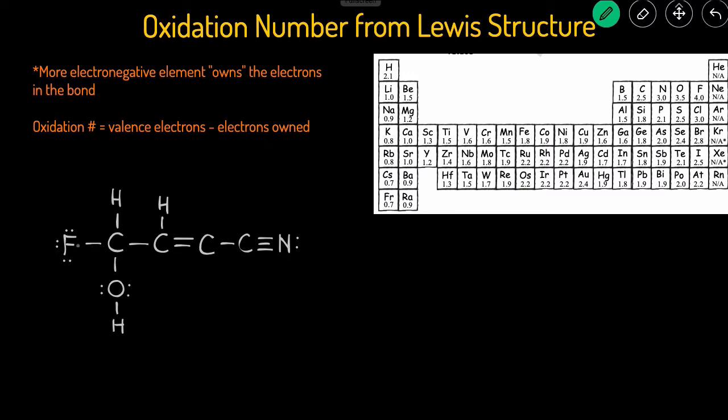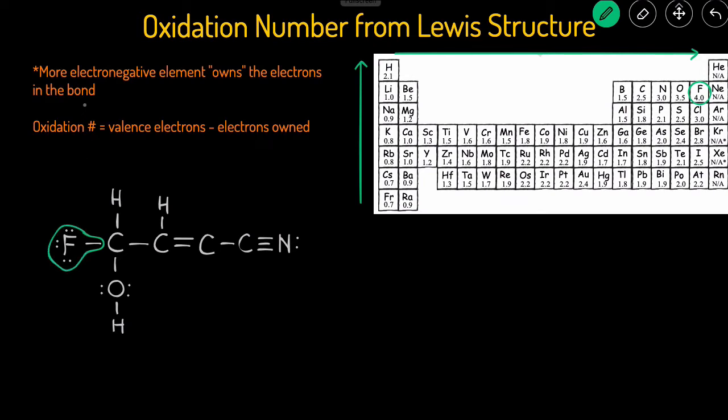Well, we should look at this bond between the fluorine and the carbon and see which element's more electronegative. Here I have an electronegativity table showing the values, and you can see that fluorine is more electronegative than carbon. It has a higher value. If you're not given one of these tables, you can just use the periodic trend that electronegativity increases as you go up and increases as you go right, with fluorine being the most electronegative. So since fluorine is more electronegative than carbon, fluorine is going to own both of the electrons in this bond. And fluorine also has 3 lone pairs on it that it's not sharing with any other element, so it also owns those electrons as well.